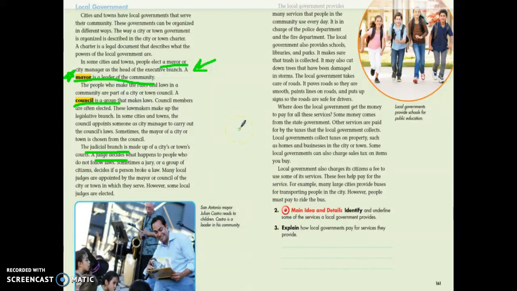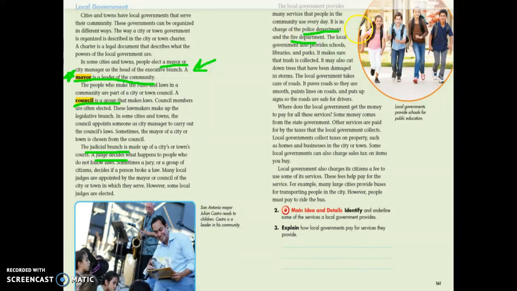So what is the job of the local government? The local government provides many services to the people in the community. It is in charge of the police department and the fire department. Okay, so our local government makes sure we have a police department and a fire department to help us out in emergencies and to keep us safe.